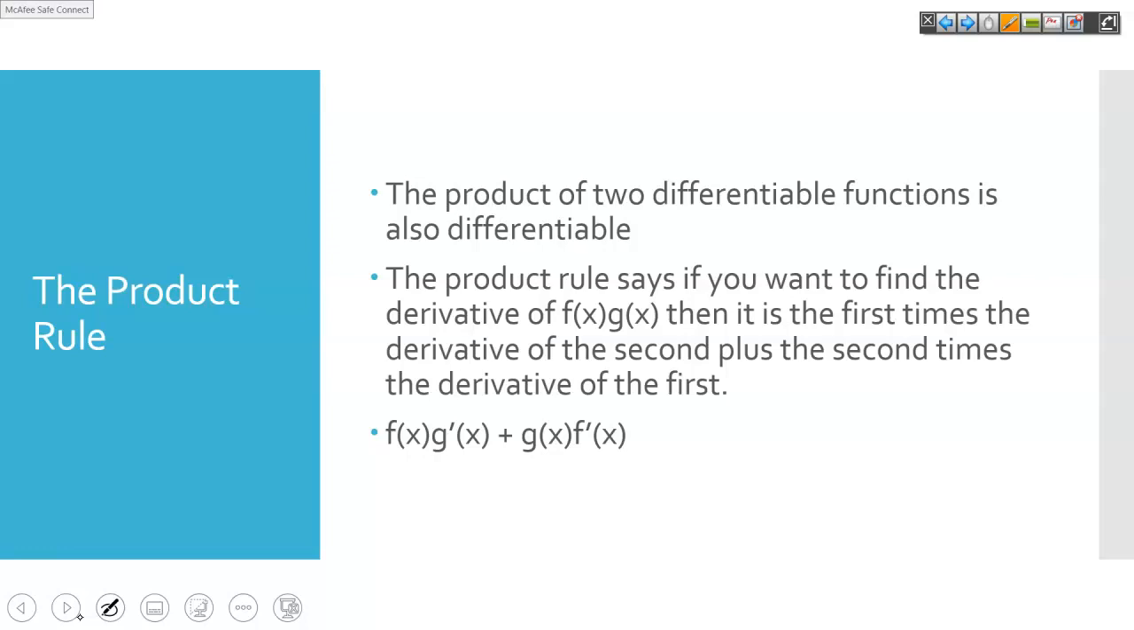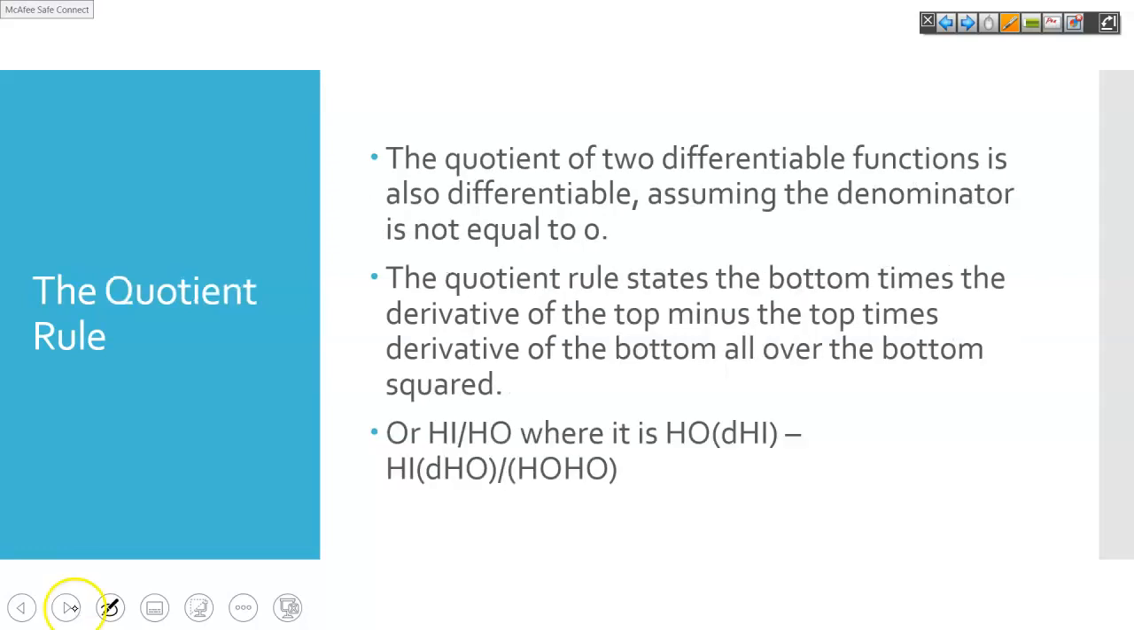The product rule says if you want to find the derivative of f of x times g of x, then you have to know your product rule, which is first times derivative of second plus second times derivative of first. The quotient rule is our hi-ho, it's off to calc you go, which is ho-d-hi minus hi-d-ho all over ho-ho.